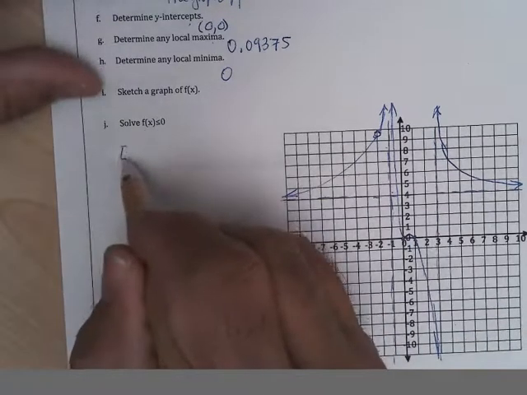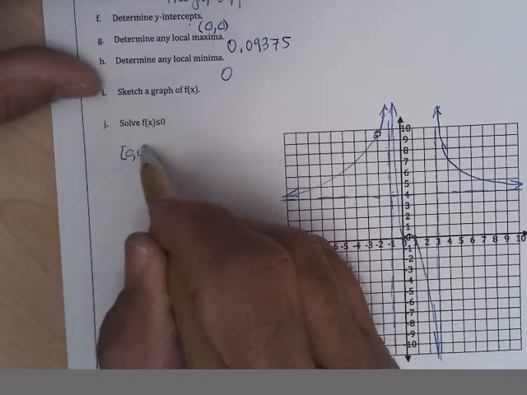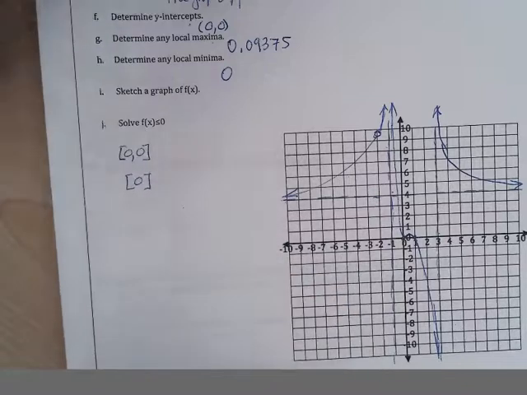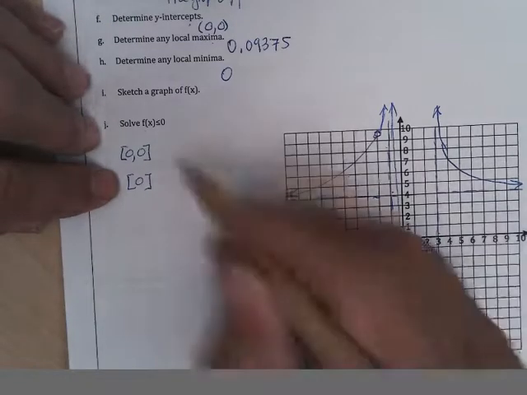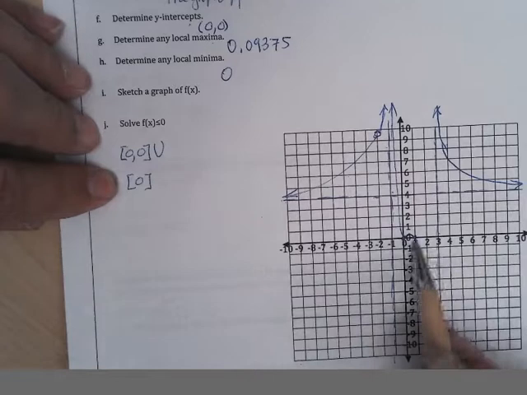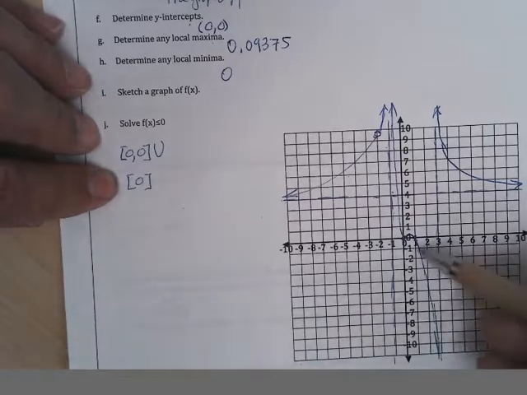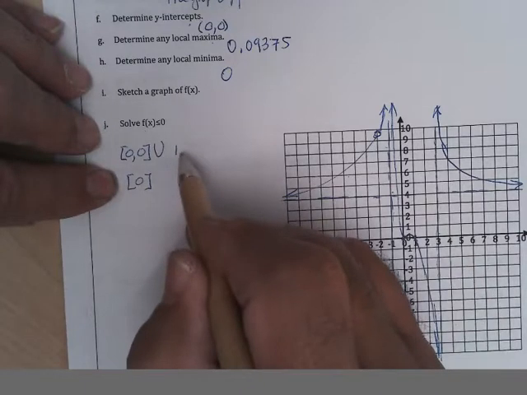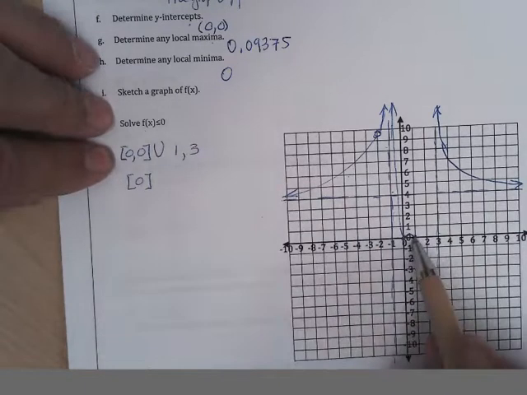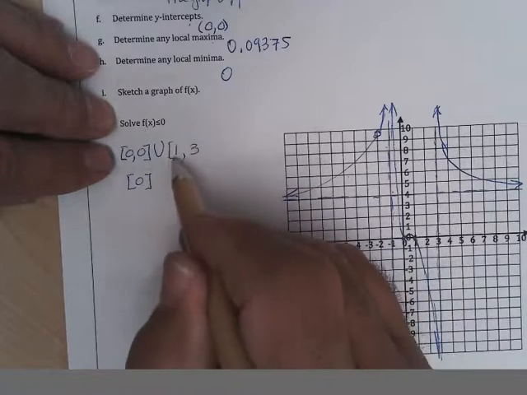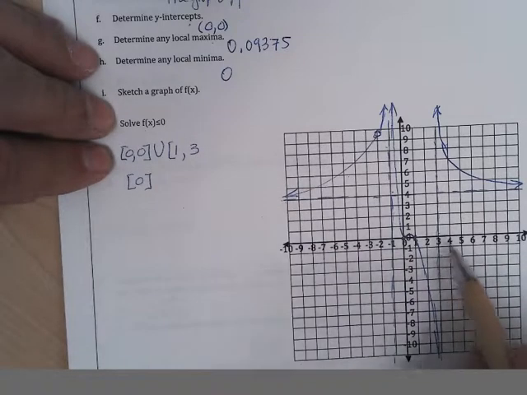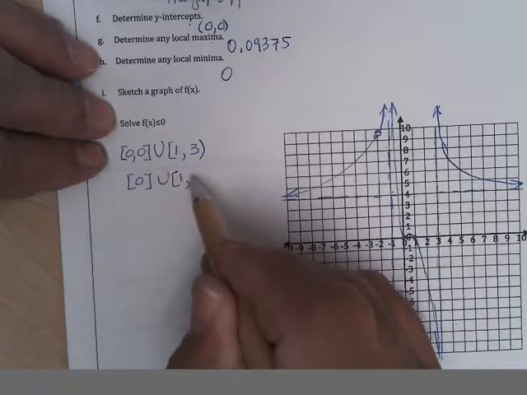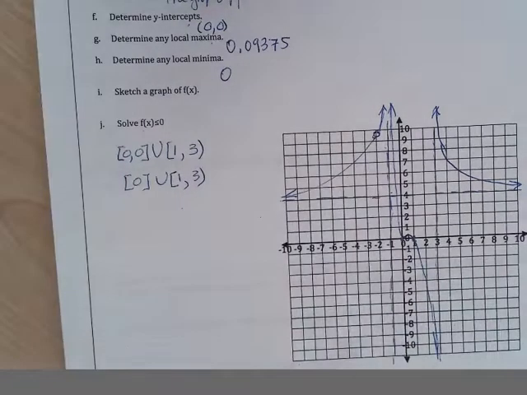So it equals 0 at 0, so on the interval from 0 to 0, or in some books you'll just put 0 in the interval notation. Union, the other place where the graph is less than 0, the y values are less than 0, are from 1 to 3, and at 1 it is equal to 0, and at 3 it can't because that's an asymptote, so it's a parenthesis. Okay?